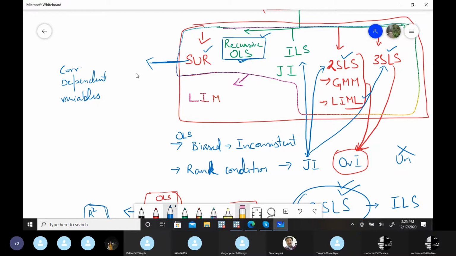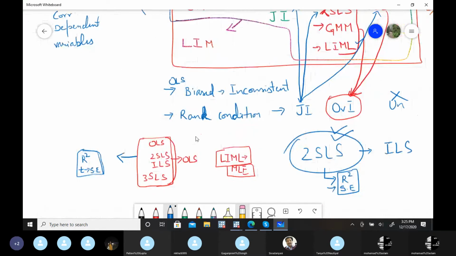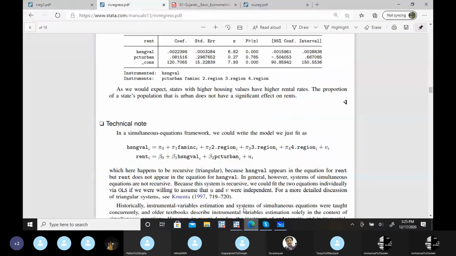So next, if we have this particular model, whenever you have a simultaneous equation model, the first task is to check whether there are endogenous variables. Yes, in this case, there is an endogenous variable. This housing value is independent in this rent equation. So it's an endogenous variable. So we have two endogenous variables now.